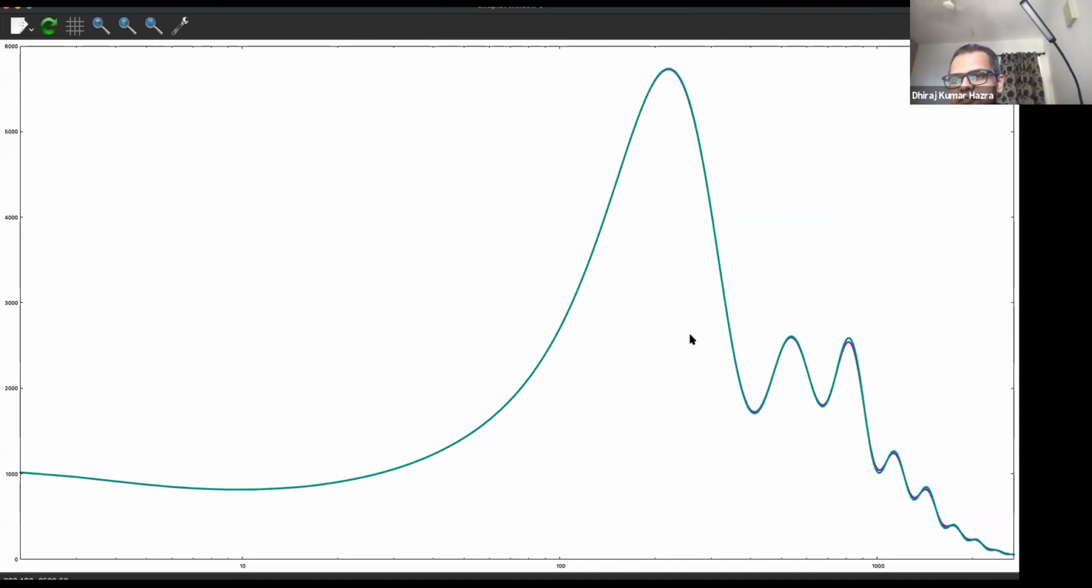This is the effect of lensing. One, I have plotted without lensing. This is without lensing. And this is what I have plotted with the lensing.